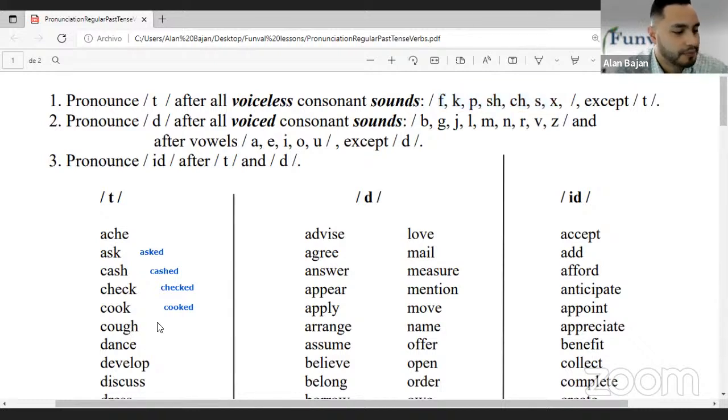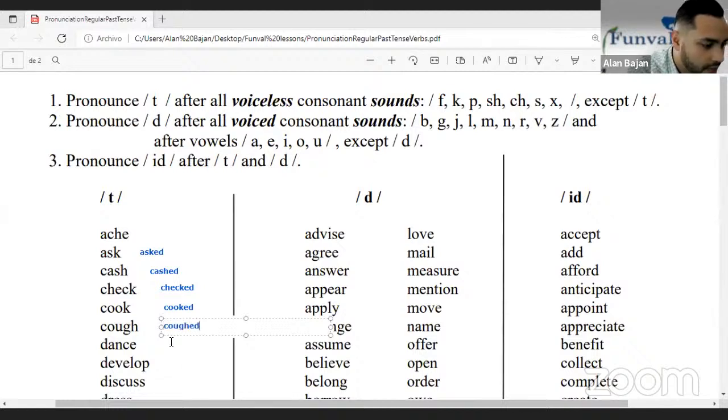Let's see this one. For example, cough. El último sonido es de la F, ¿verdad? Cough. No es coughed, es coughed. Coughed. Repeat, coughed.